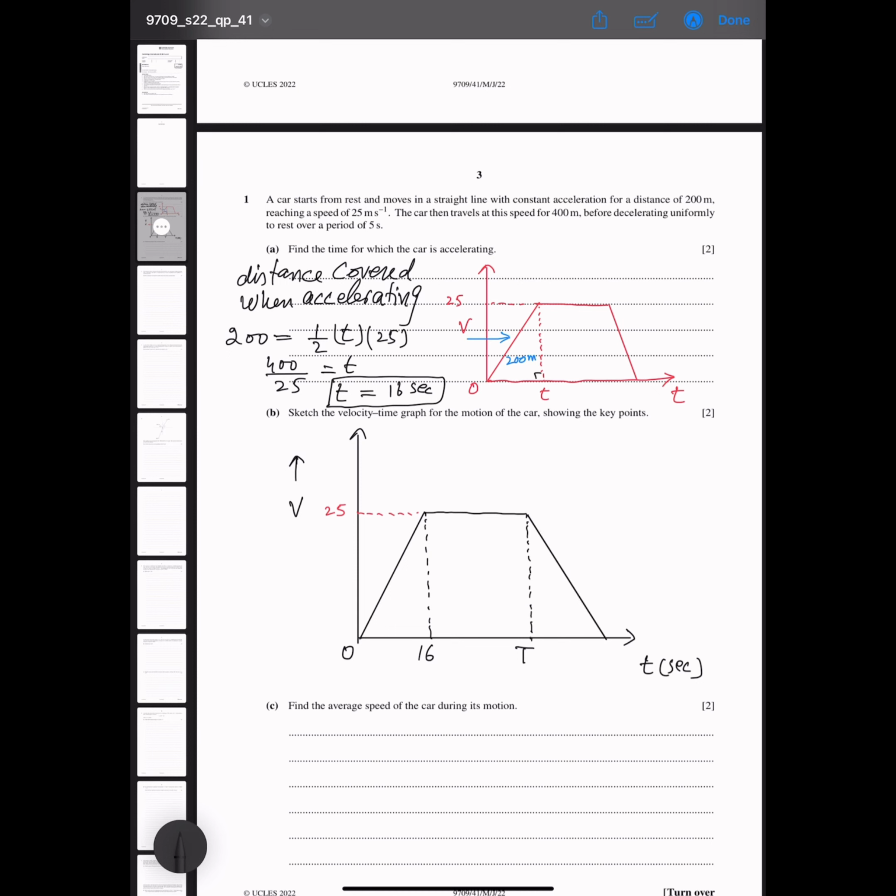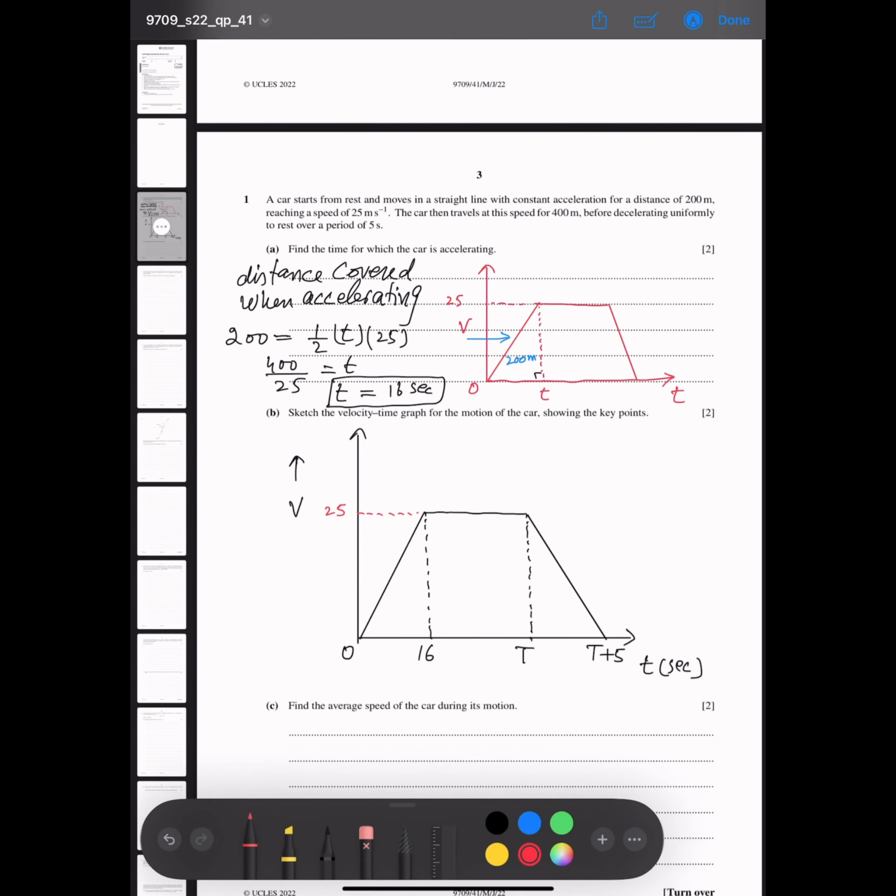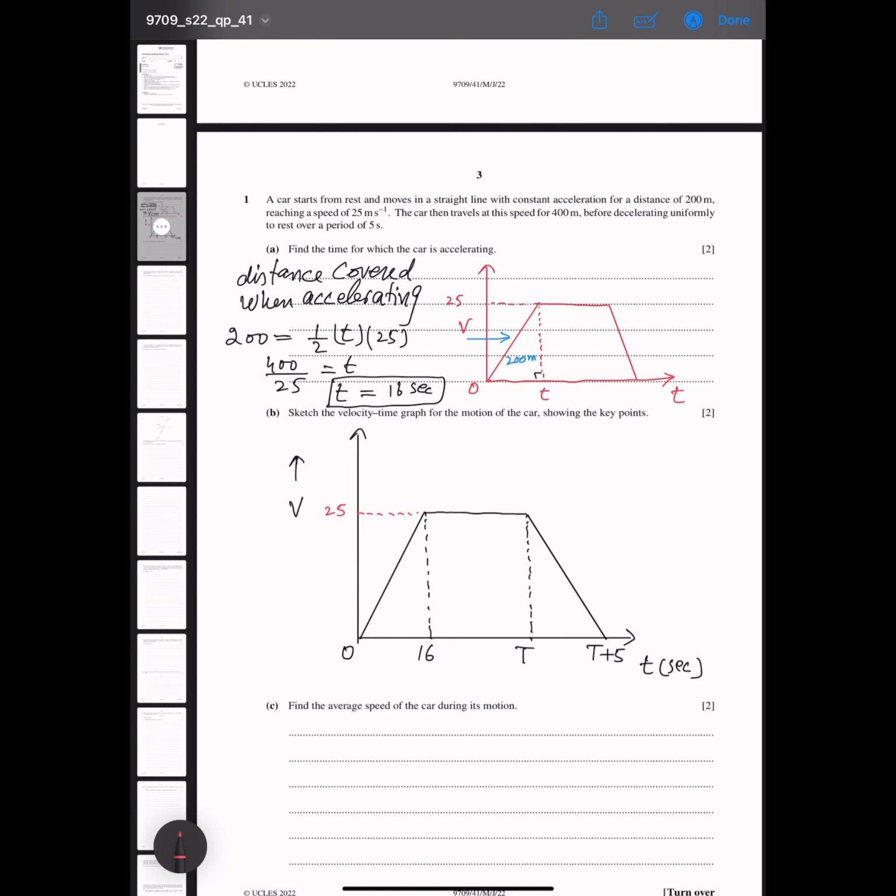तो यहाँ पे लिखा हुआ है बिफोर डीएक्सलेटिंग यूनिफॉर्मली टू रेस्ट ओवर अ पीरियड ऑफ 5 सेकेंड। तो ये हमारे पास रीडिंग जो होगी ये T+5 होगी। तो सो हमारा ये वेलोसिटी टाइम ग्राफ जो है ये शो हो गया है। तो दिस डिस्टेंस इज 400 मीटर। 16 to T, this is 400 meter.